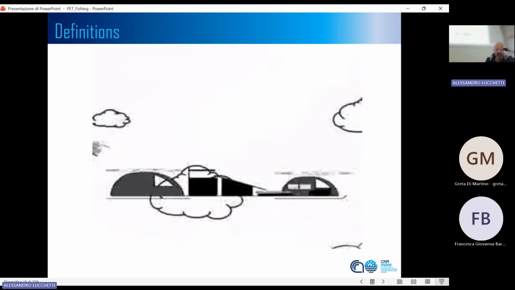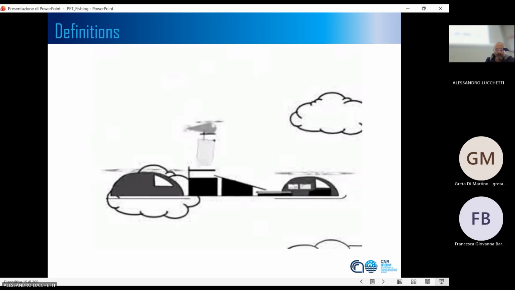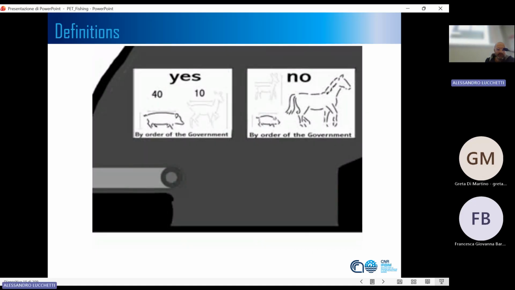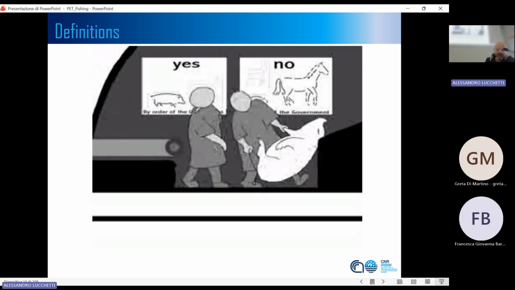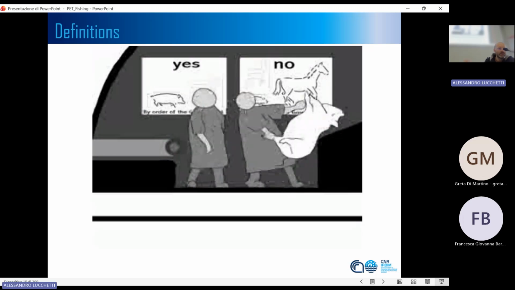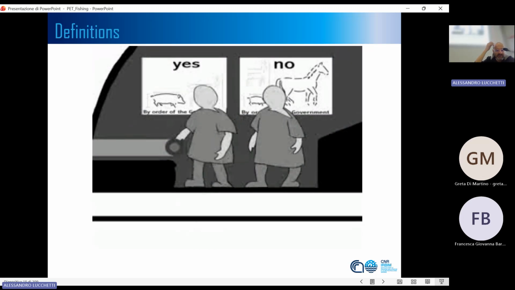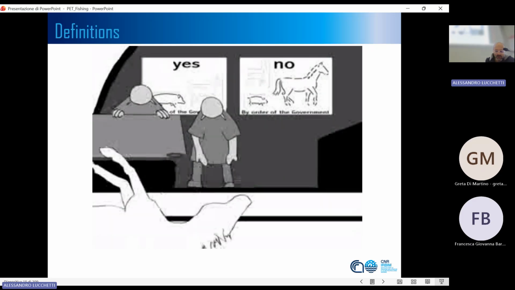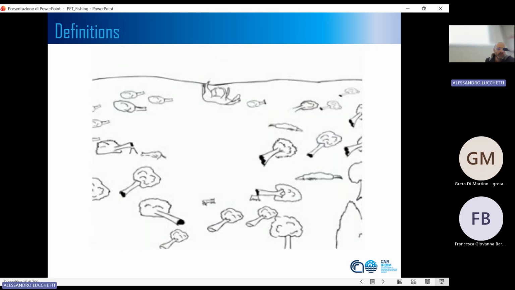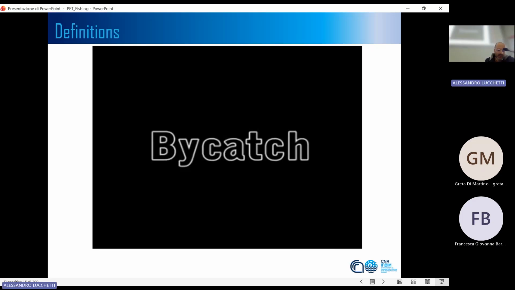Once you have hauled the catch, you hold all the catch on board, and you retain the big commercial species. You discard the small species, and you discard also the non-commercial species. Okay, quite stupid, but quite clear.